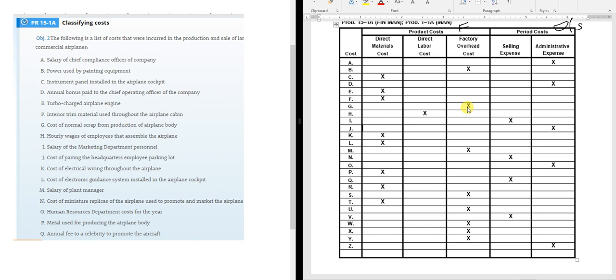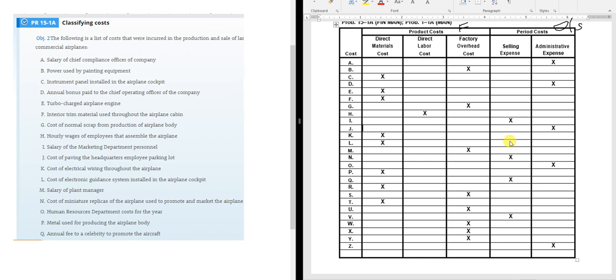Hourly wages of employees that assemble, they touch it, so it's direct labor. Salary of marketing department. Marketing is a selling cost, so we're over here in period selling. Cost of paving the headquarters of the employee parking lot. Again, this is general and administrative, so it's administrative expense. It's also headquarters, so that should have given you the idea.